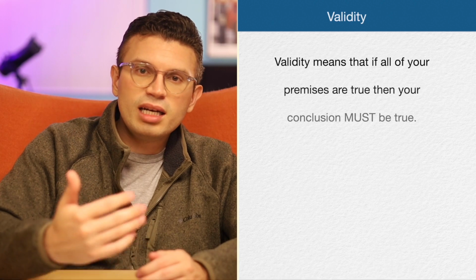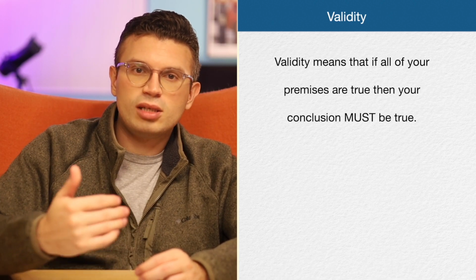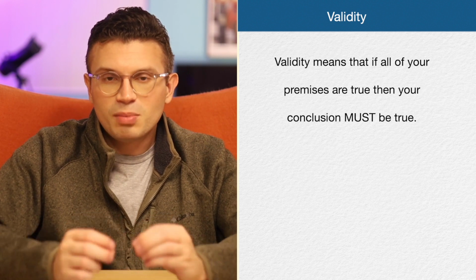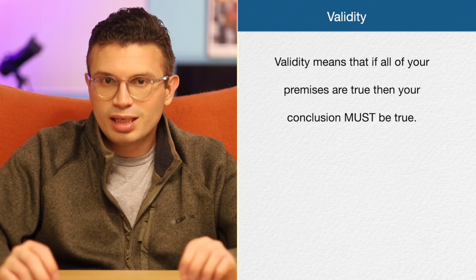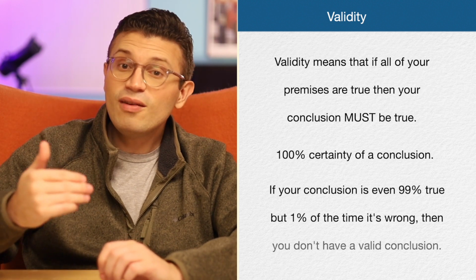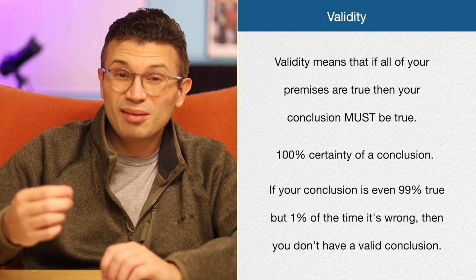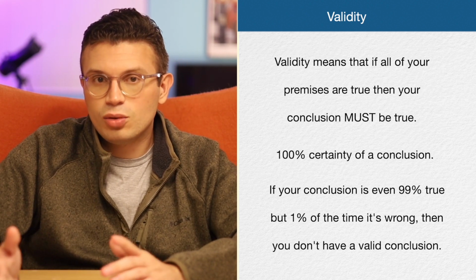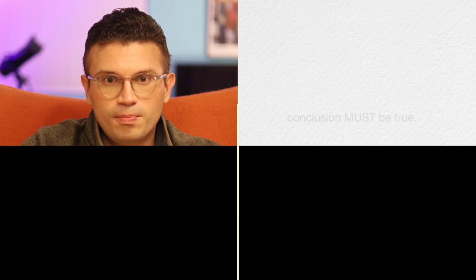Our goal in this lesson is for you to understand what I mean by that statement, that it's a valid argument. Validity means that if all of your premises are true, then your conclusion must be true. It must be true. No doubts, no exceptions. You have a 100% certainty of a conclusion. If your conclusion is even 99% true, but then 1% of the time it's wrong, then you don't have a valid conclusion. You just have a very good conclusion.